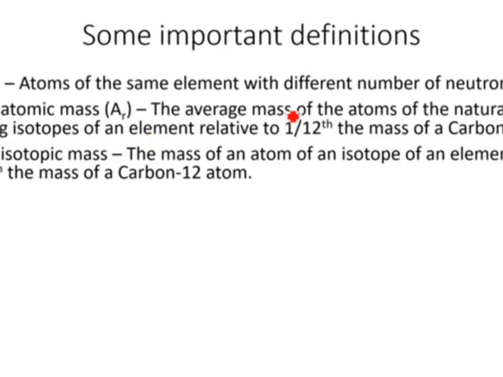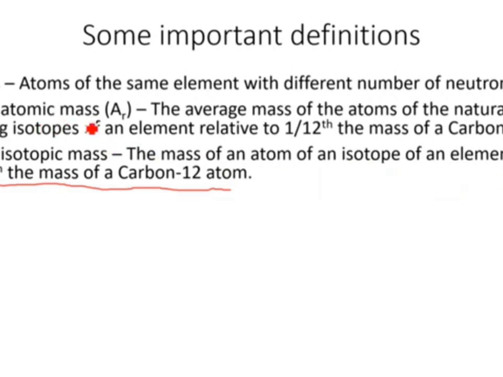Then we have relative isotopic mass. Whenever we see this word relative, we just need to refer to this part of the definition, which is 1 by 12th the mass of a carbon 12 atom. The mass of a carbon 12 atom is taken as a standard. So whenever we see the word relative, we have to say relative to 1 by 12th the mass of a carbon 12 atom. And then we are talking about isotopic mass. It is the mass of an atom of an isotope of an element.